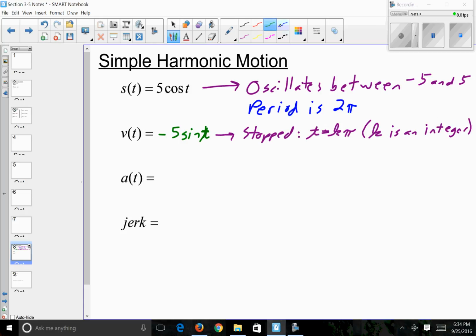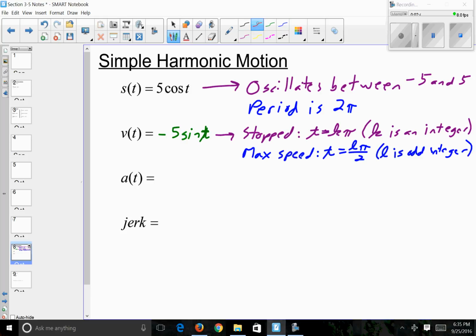We could also say that we have a maximum speed. Now please note I'm saying speed, not maximum velocity. So maximum speed whenever this is going to be at 5 or -5. And that would occur when sine of t is 1 or -1. And sine is at 1 or -1 if we have L times pi over 2, where L is an odd integer, which would give us multiples of pi over 2. Pi over 2, 3 pi over 2, 5 pi over 2, 7 pi over 2, and so on.